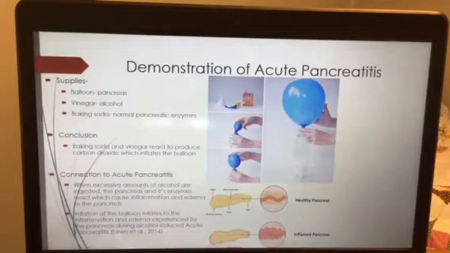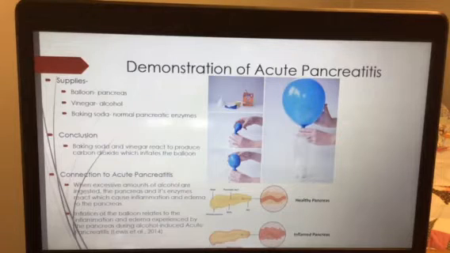So now I have a little experiment to show acute pancreatitis. So I will go through the demonstration and then I will show you the experiment itself when I performed it. So the supplies are a balloon, which signifies a pancreas, vinegar, which would represent alcohol, and baking soda, which represents the normal pancreatic enzymes or the pancreatic contents.